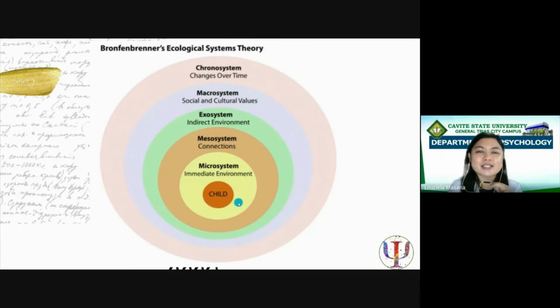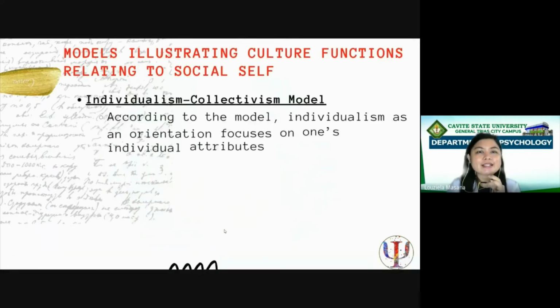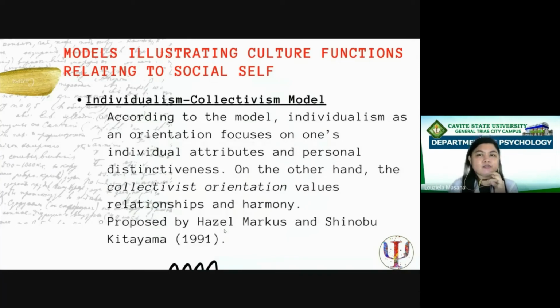Yung context niya is yung tao, yung bata, ay merong mga systems na nakaka-influence para sa paghubog sa kanyang pagkatao. Depende dun sa distance o yung proximity ng ginagalawan or proximity noong mga systems na to doon sa tao na bumubuo ng self niya. Next is individualism and collectivism.